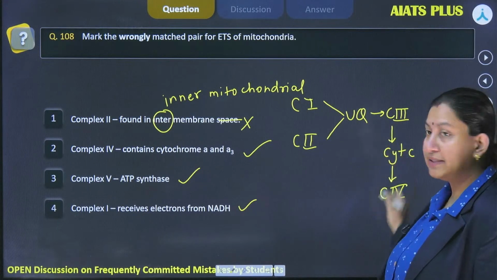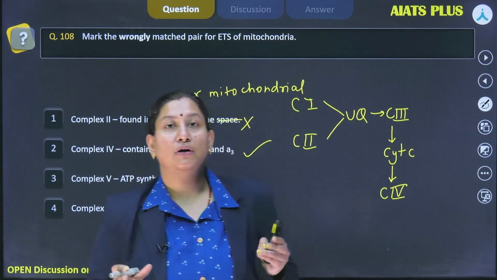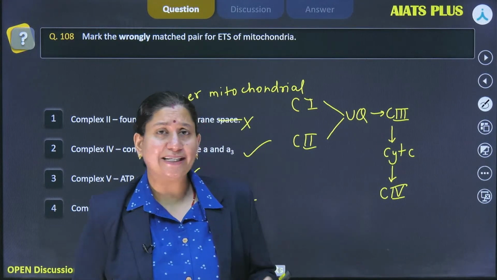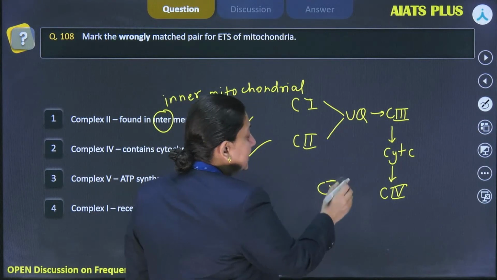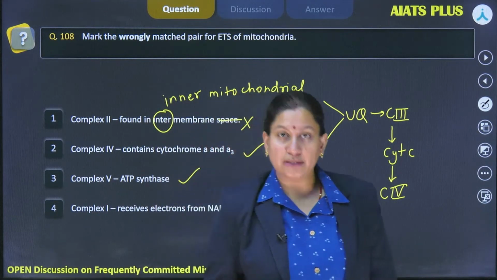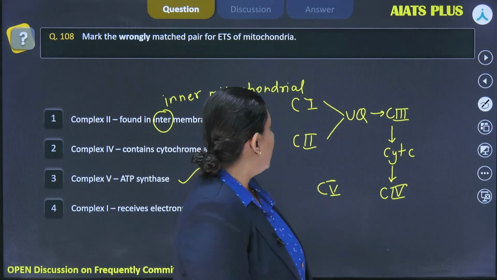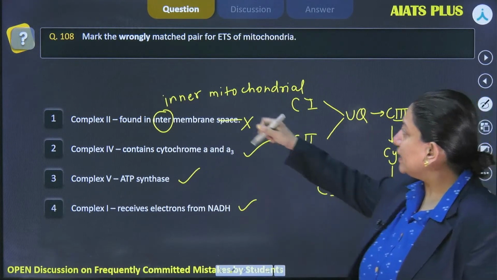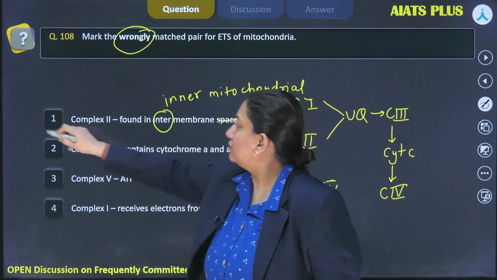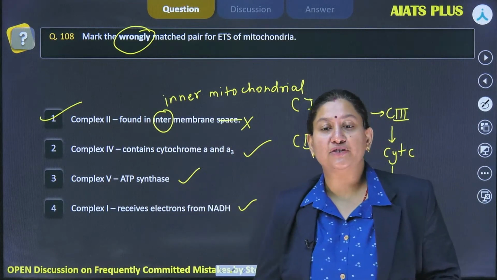Now after this, these 4 are required to create that proton gradient. After this, the complex 5th is utilized to break that proton gradient. That's how the ATP is going to be produced, right? All right. So as we have to identify the wrongly matched pair over here, that's depicted in option 1, right? I hope this particular question is clear to everyone.